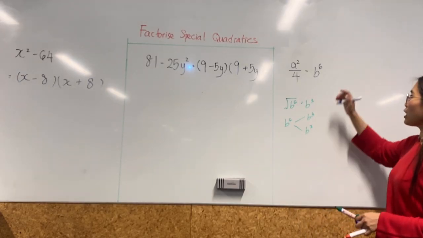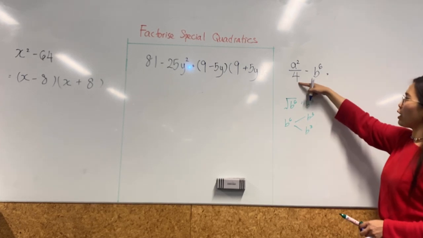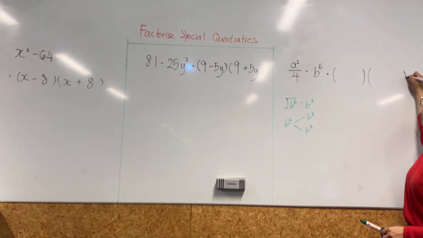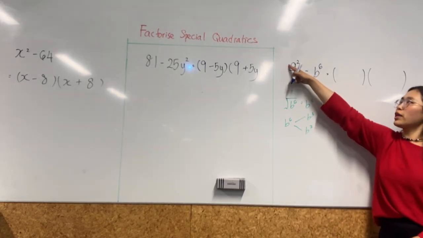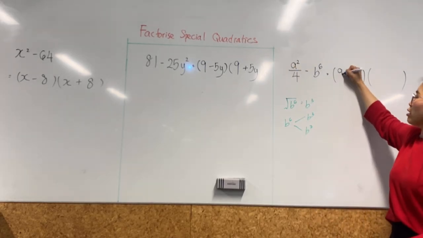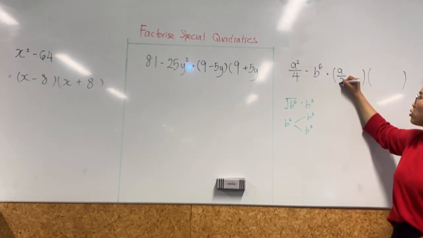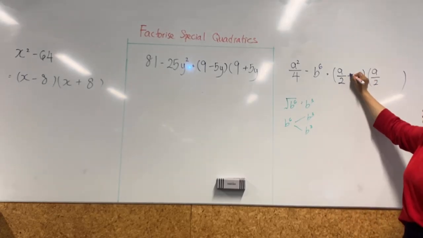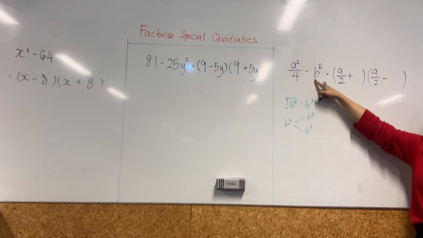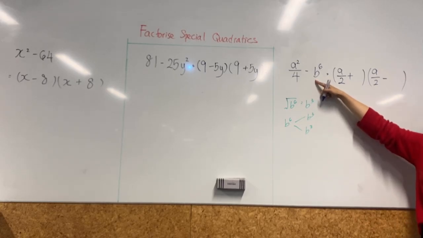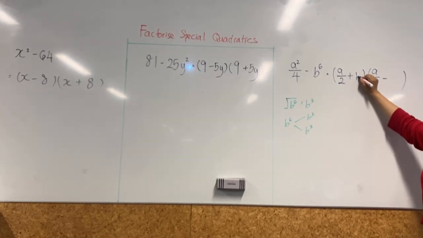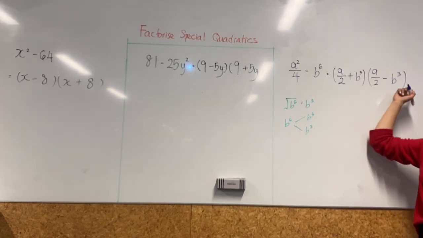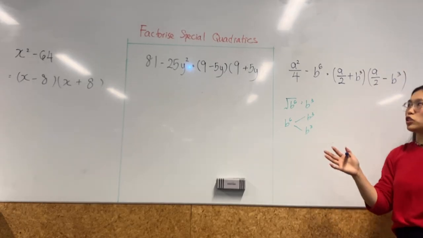So over here, I know it's a square number take away a square number, so I can start putting my brackets out. The square root of a squared gives you a, the square root of 4 gives you 2, okay? So a over 2, I know it's a plus and a minus. B to the power of 6 will be b to the power of 3 times b to the power of 3, so I put it right there, okay? So these are your special quadratics.